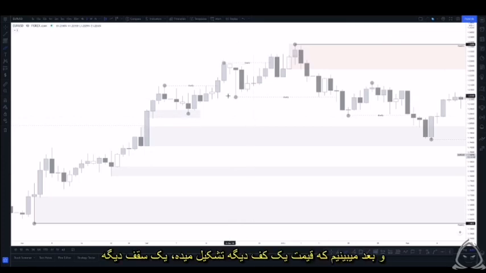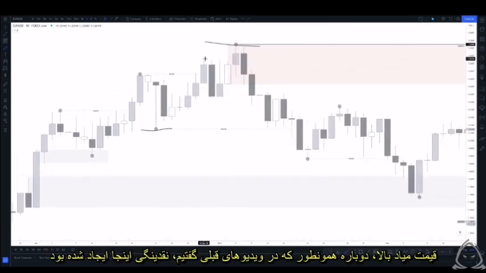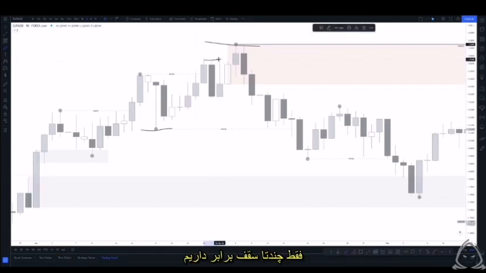And then what we see is price creates another low, and another high. We're trading within this range in price. Price comes up, and again, as we discussed in the previous video, there was some liquidity that was built here, so we disregarded this point. We just have a bunch of equal highs. We create a swing high.